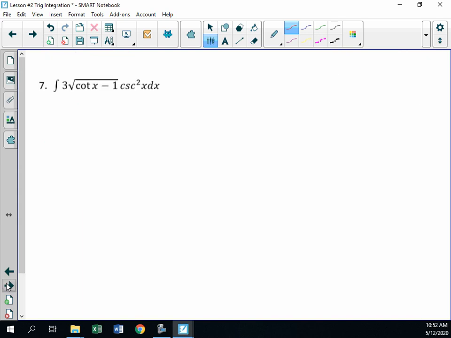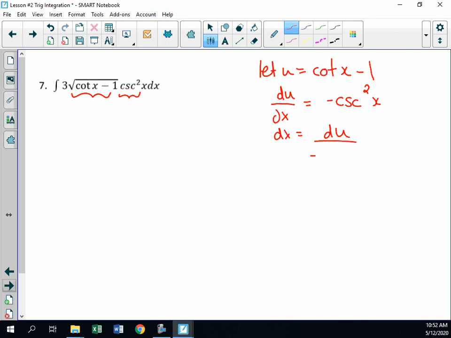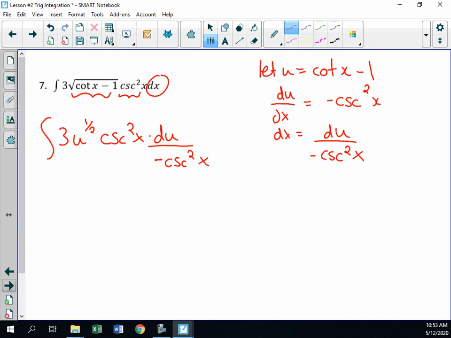7, again, we have a product here. So what do we want to replace? Most likely the radicand, which is cotangent x minus 1. Du dx is the negative cosecant squared x. Dx then equals du over negative cosecant squared x. You can see what's going to happen in my integral. When I have u to the power of a half, I have this cosecant squared x, but when I replace this dx with my du, this one and this one cancel, but don't forget there's a negative there.